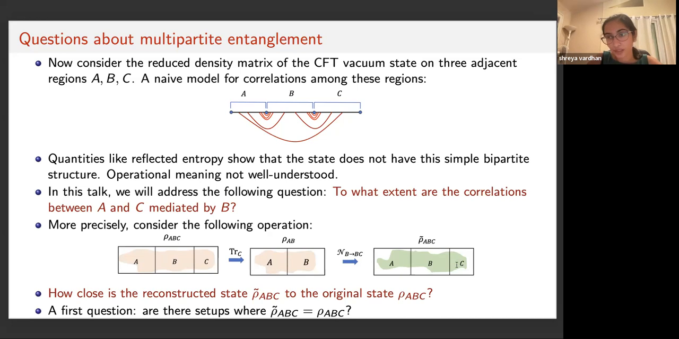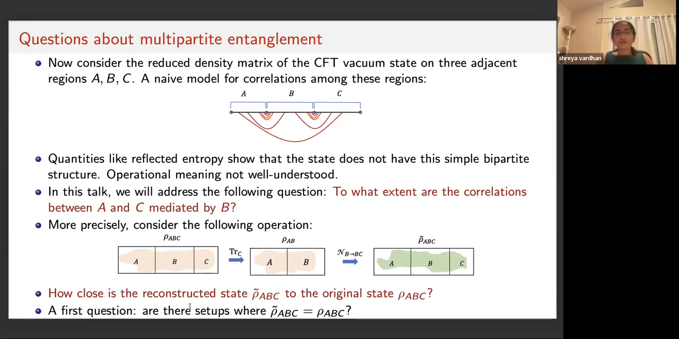By acting with such a channel from B to BC, we want to reconstruct some state rho tilde on A, B, and C. The question we'll ask is, how close is the reconstructed state rho tilde ABC to the original state rho ABC? If the state is close, then all the correlations between A and C were mediated through B, because we were able to reproduce them just by acting on B. One thing you can convince yourself of is that if I had a state with this kind of Bell pair structure, then by acting with any channel just on B, I would never be able to reproduce the Bell pairs between A and C.